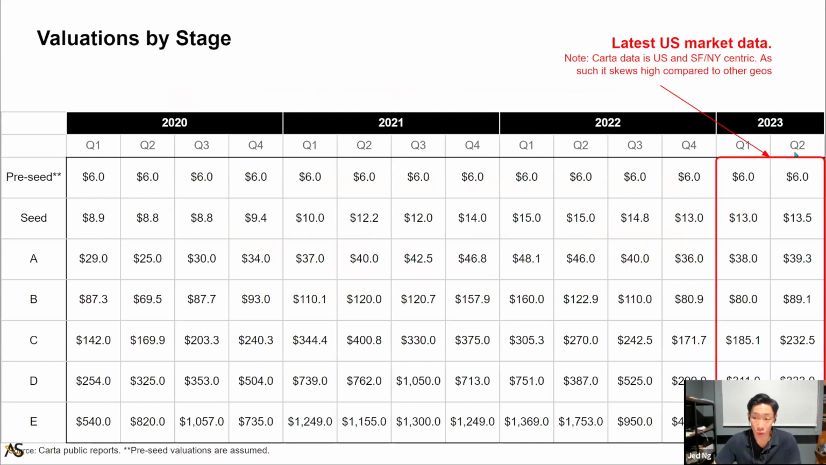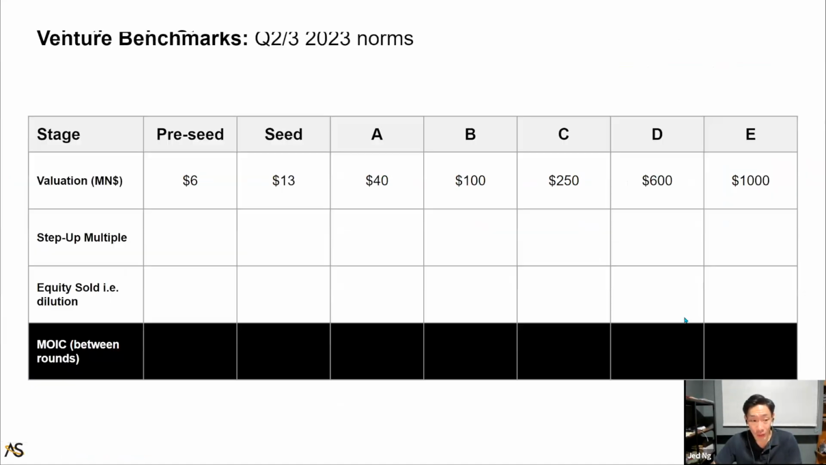In Q1, Q2 of 2023, I think some of the later stage data is actually artificially depressed. So I'm willing to have a higher number at Series, maybe C, D, and E. As a broad average, what we are assuming now when we look at median US companies will look like this.